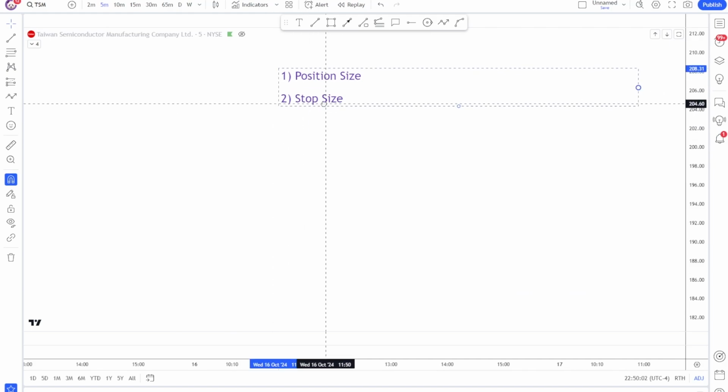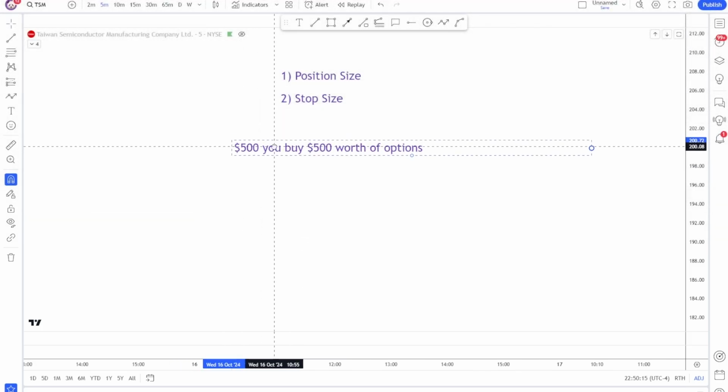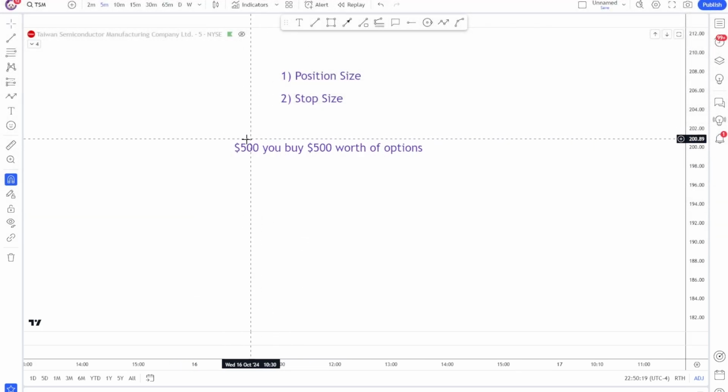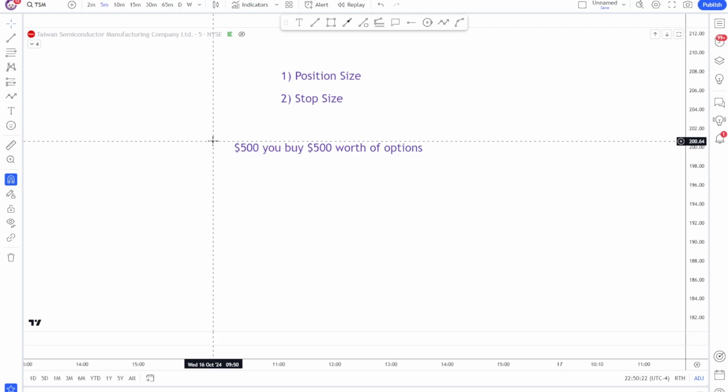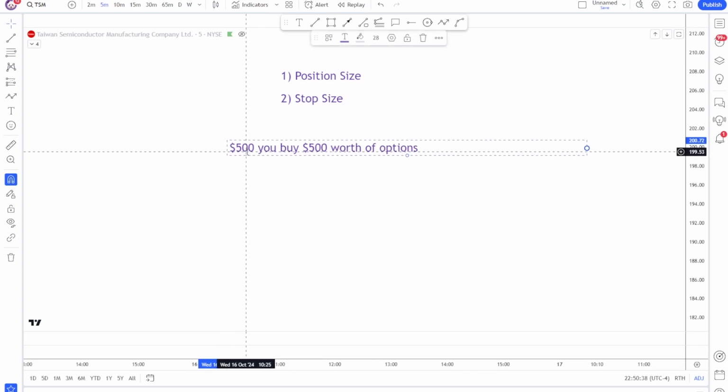Position sizing first simply means if you're going to risk $500 in a trade, you buy $500 worth of options. This is at the very core nature of options, and one of the biggest incentives of options products is the fact that you can define your risk, and then you can scale up from there. Maybe you take a little bit more with better trades or more confident trades. Maybe you grade them A, B, or C like we do. And then as you get better, your account will ideally scale with time.